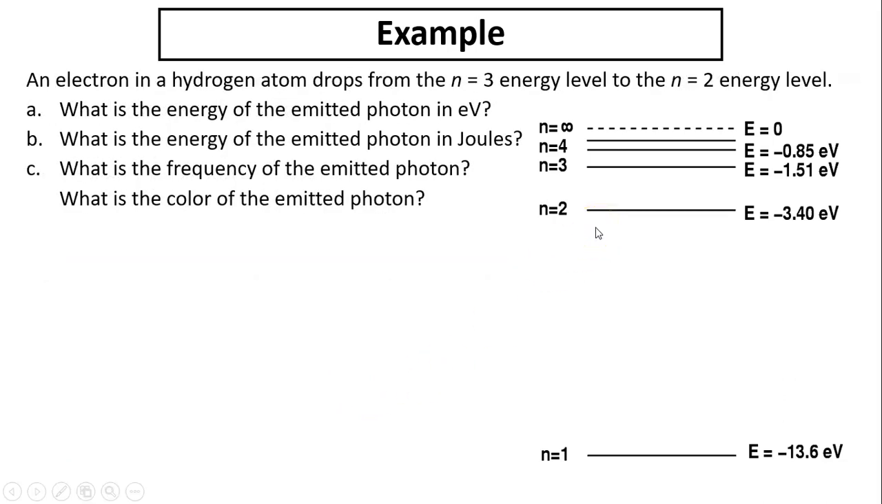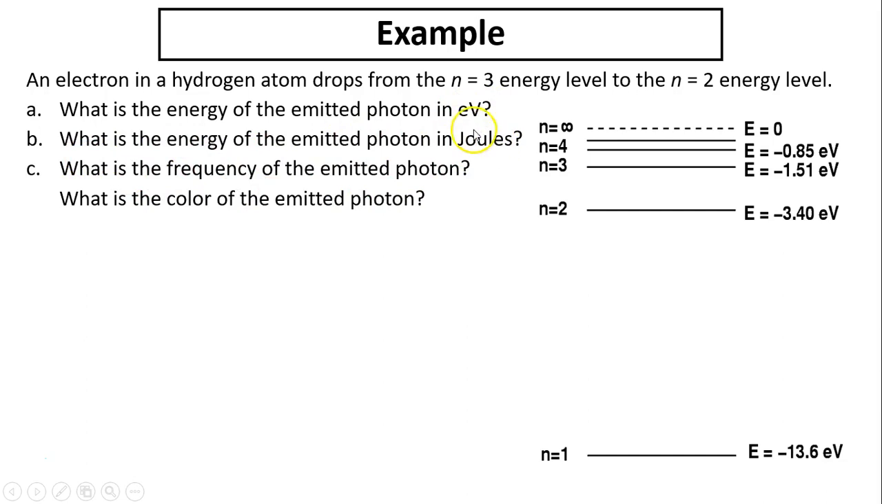Another example: an electron in a hydrogen atom drops from the n equals 3 energy level to the n equals 2 level. n equals 3 is negative 1.51, n equals 2 is negative 3.40. What is the energy emitted? Energy emitted is the difference between the two levels. So you use negative 1.51 minus negative 3.40, you should have positive 1.89 electron volts.